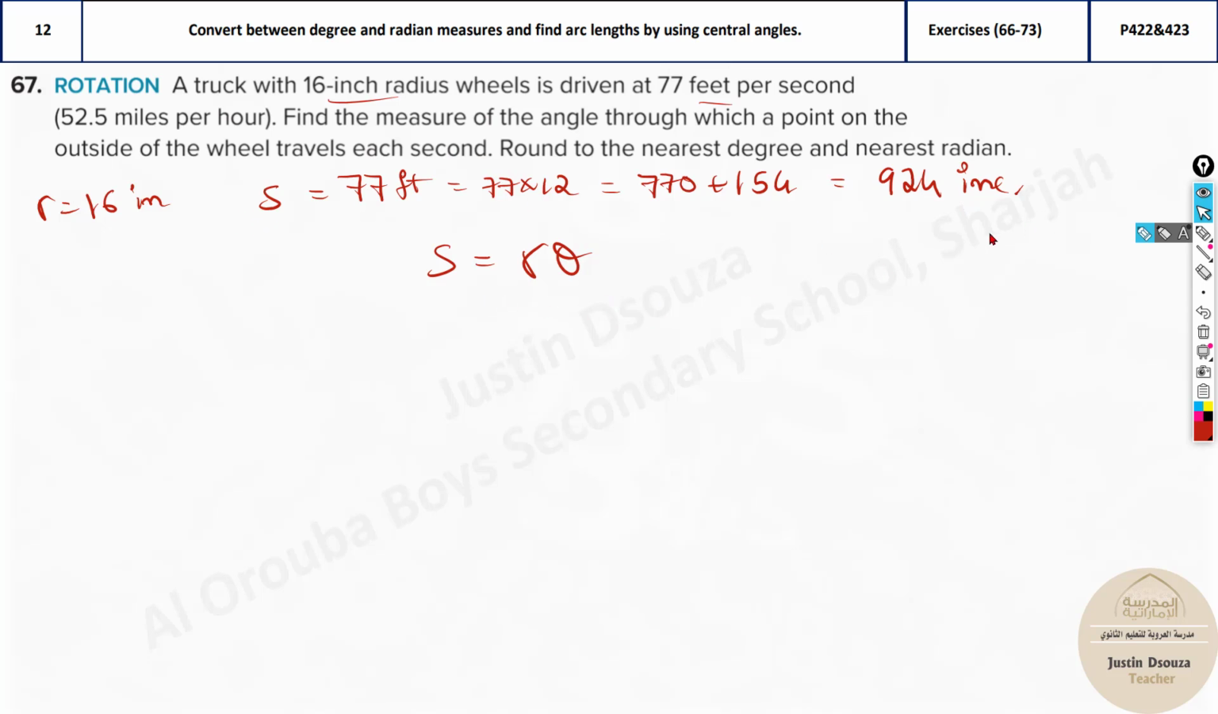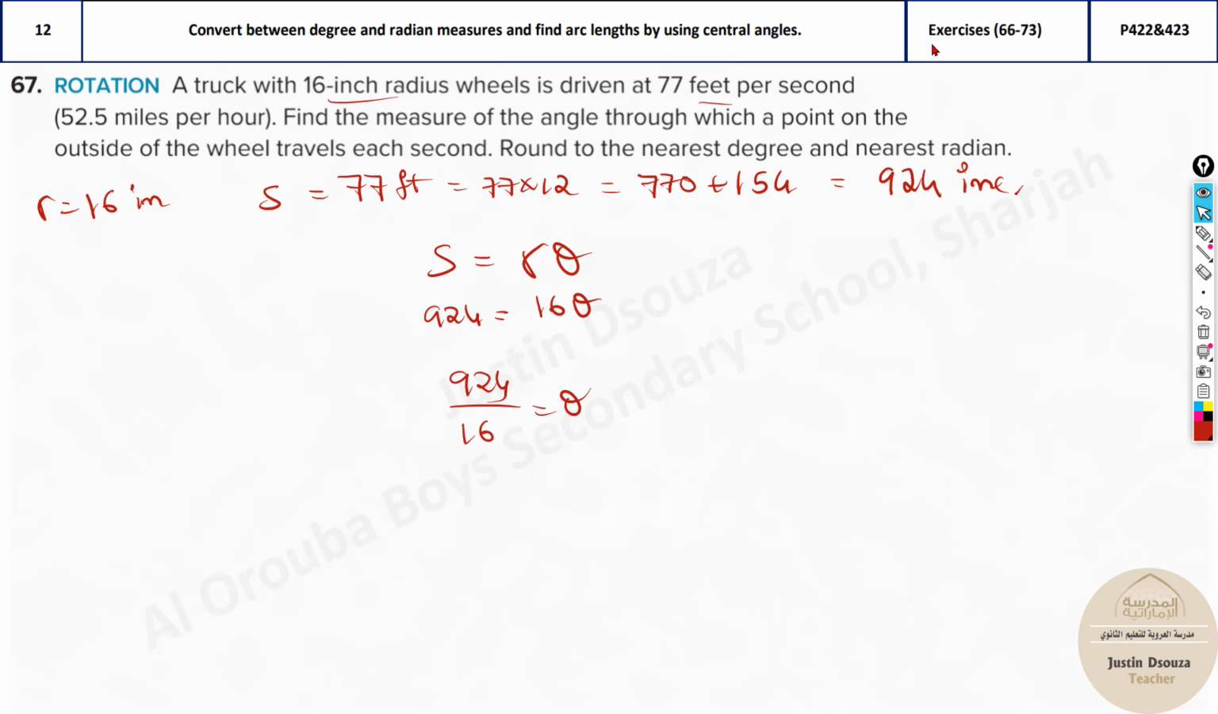So just substitute in this given formula. S is 924 equals 16 theta. So take 16 to the other side and solve. 924 divided by 16 is theta. Whatever answer you get, it's not in degrees, it's in radians. Why? Because arc length is only given in radians.